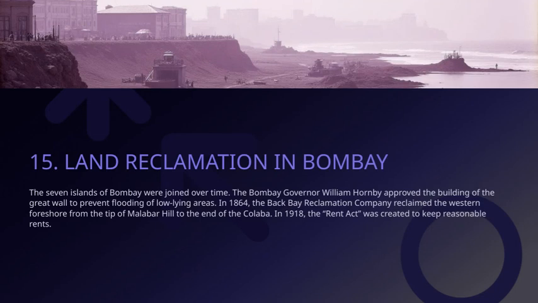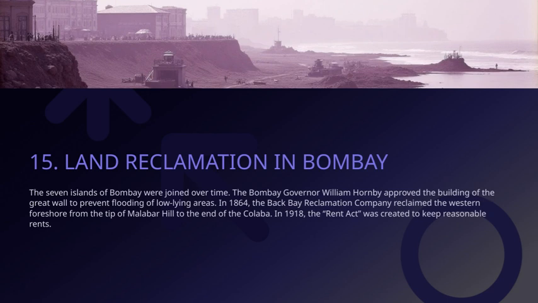The 7 islands of Bombay, as many of you know, were originally separate land masses. Over time, these islands were gradually joined together through various land reclamation efforts, transforming the city into the bustling metropolis we see today. One of the key figures in this process was William Hornby, the Bombay governor, who approved the construction of a large wall. This wall was built primarily to prevent flooding in the low-lying areas, which was a significant concern given the city's geography and monsoon rains.